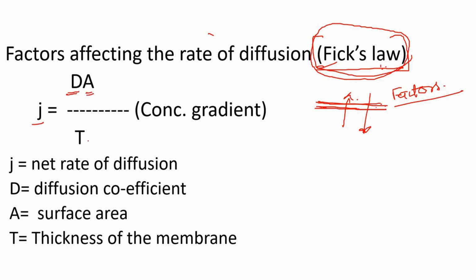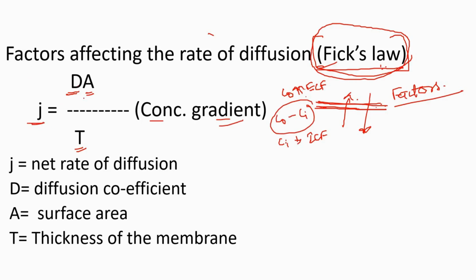A is the surface area, T is the thickness of the membrane, and the concentration gradient. Suppose your substance is moving from ECF to ICF, so the concentration outside is high because it is moving through diffusion, outside it is high, inside it is low. So the difference between concentration outside minus concentration inside will be your concentration gradient. Okay, so what is the relationship?